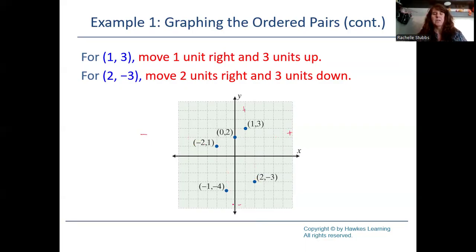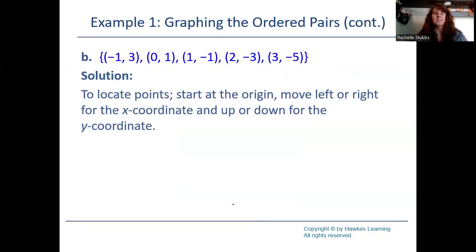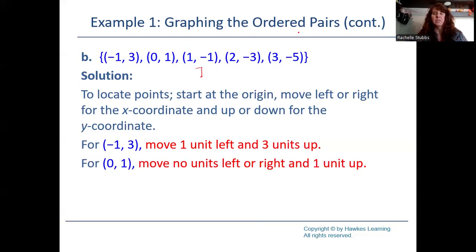All right. So you could just practice that on your own, but here's another one where we get to practice graphing them. So in this case, right here, we do 1 left, 3 up, 0 left and right, 1 up, 1 right, up or down 1. So over 1, down 1. Basically, that's how that would look. This one would be over to the right 2, down 3, over to the right 3, down 5. So let's look at how those work.